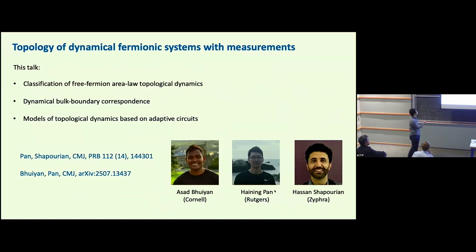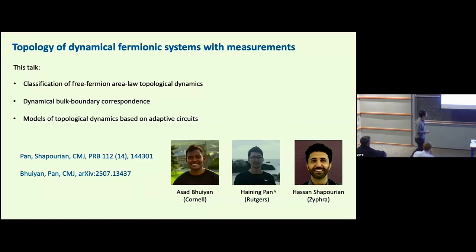And then I will tell you about a notion which I find fascinating called dynamical bulk-boundary correspondence, which you will see at a later point. And then this correspondence will help us understand how, in general, we can construct dynamical models that would exhibit the topology that I classify over here. And these are the main references of the talk, which are done in collaboration with my wonderful collaborators. Assad is my student at Cornell. Haining Pan is currently a postdoc at Rutgers, and Hassan is currently at Zifra.